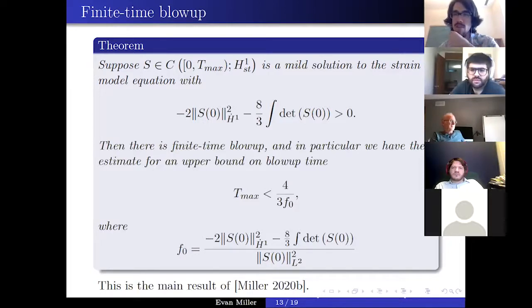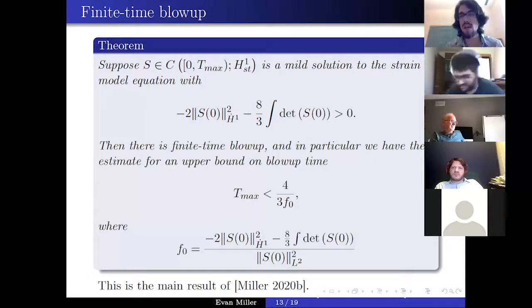Okay, let me rephrase the question maybe. Can you show that there is a velocity field U such that the associated S satisfies this? I mean, not just the tensor, but does this strain tensor come from some velocity field U? Because I understand your argument, but this... Yeah, that's a very good question.